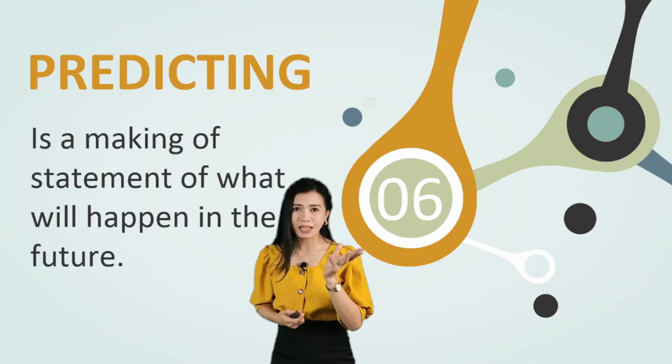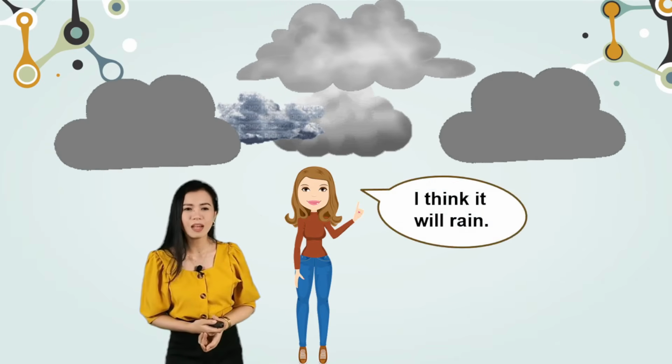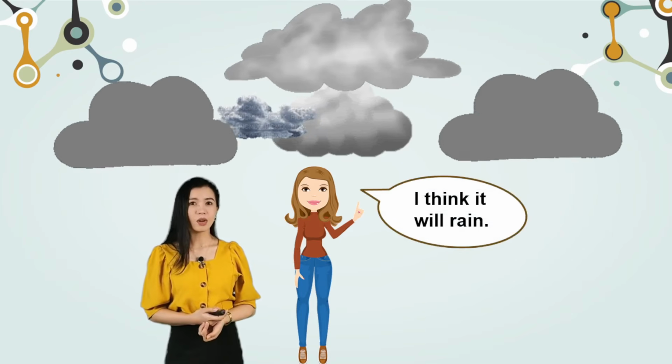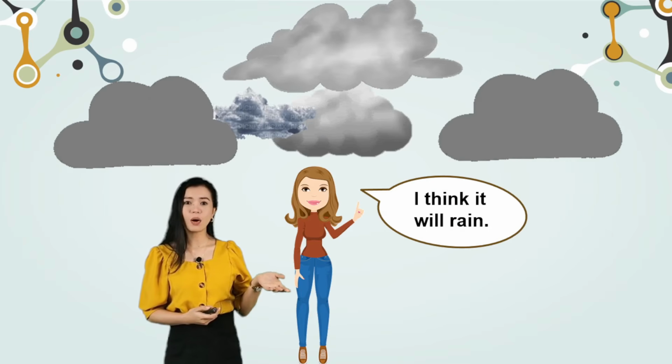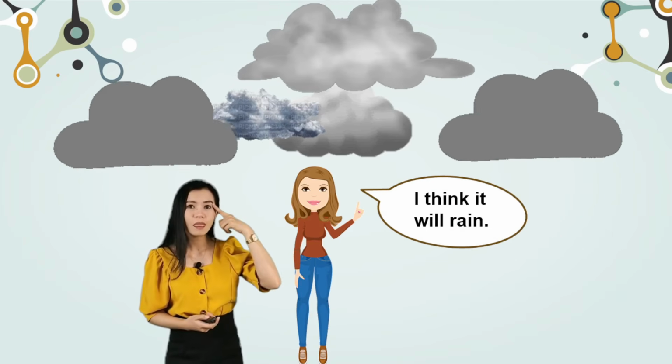Now, let's move on to predicting. Predicting is making a statement of what will happen in the future. For example, when you look at the dark clouds, you may think that maybe it will rain. That is your prediction. You are predicting what will happen in the future based on what you see.